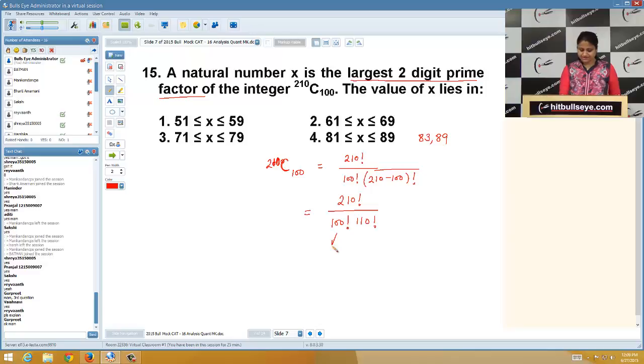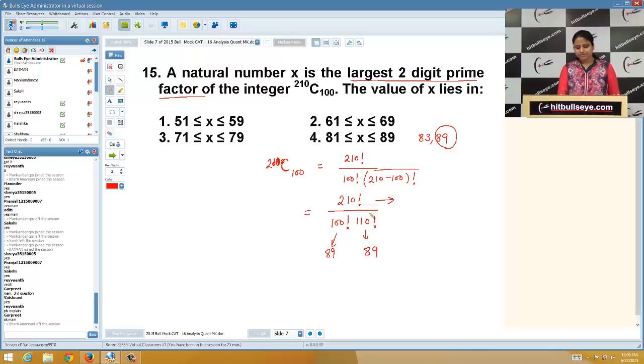As you can see in the denominator, suppose I am taking 89. In the denominator, 89 will appear 2 times: 1 in 100 factorial, 1 in 110 factorial. But in 210 factorial, 89 will come twice only, in 89 and twice of 89. In thrice of 89, it will be beyond range. So 89 will get cancelled, and there will be no 89 in this expression. Is it okay? Are you getting me, guys?